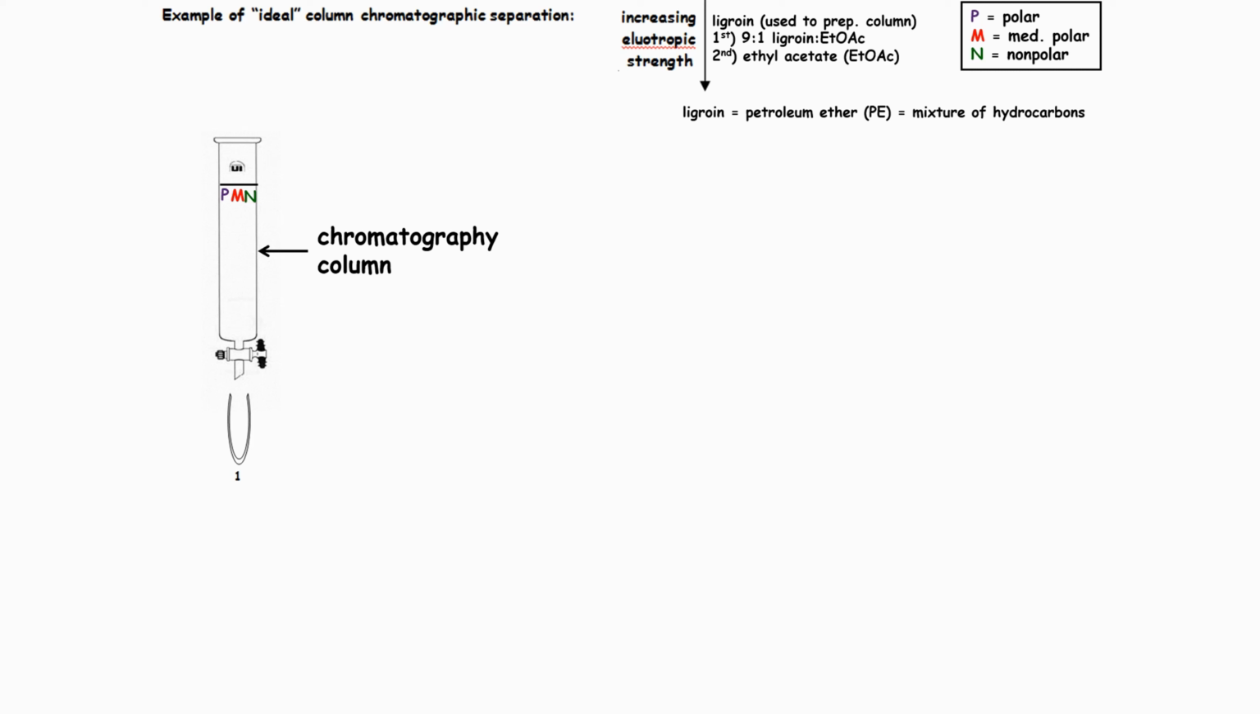More polar solvents are said to have a higher eluotropic strength, or more simply, a higher ability to elute or move components along a stationary phase. Since this mixture is 90% hydrocarbon, its eluotropic strength is only slightly greater than pure hydrocarbon, so the only component to move far is the nonpolar component, since it doesn't stick very strongly to the very polar surface of the silica gel.